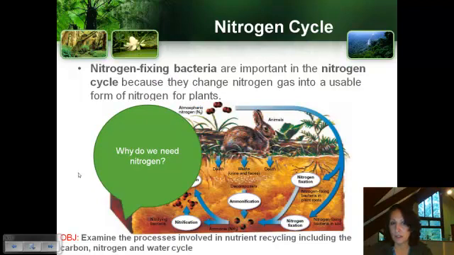So hopefully you remember that nitrogen is found in amino acids, which are found in proteins, and that proteins are the most abundant organic molecule in your body. So you need a lot of nitrogen to make all the body parts that you're made up of.